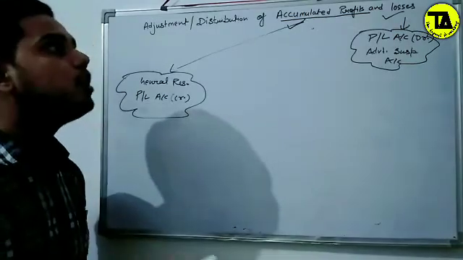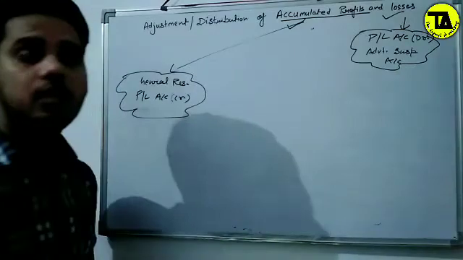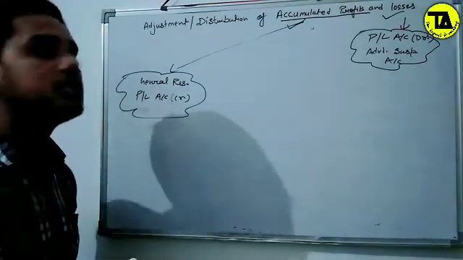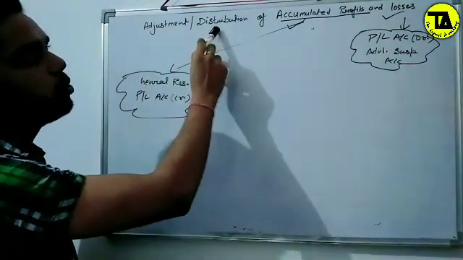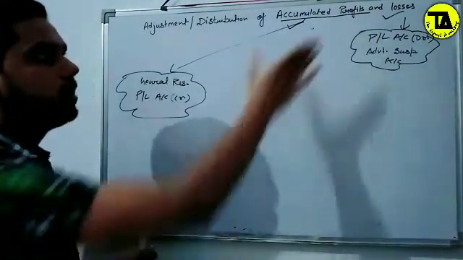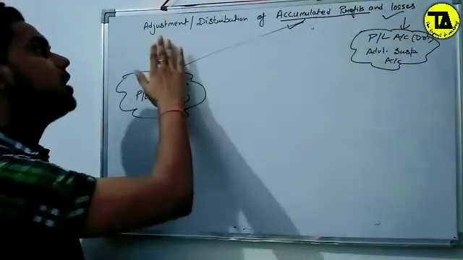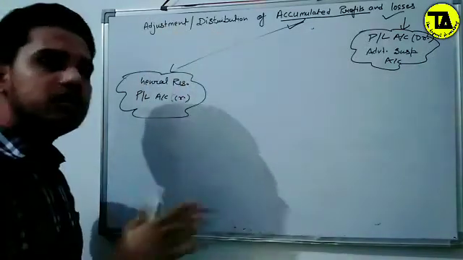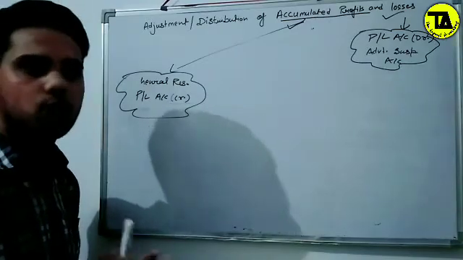So now you know the meaning of accumulated profit and accumulated loss. Before moving to that topic, there is one more thing that we need to understand. I have written here adjustment or distribution of accumulated profit and accumulated loss. We know the meaning of accumulated profit and accumulated loss, but what is the meaning of adjustment and distribution? Firstly let's understand these two, then we will try to understand what will be the treatment, what will be the accounting for it, right?